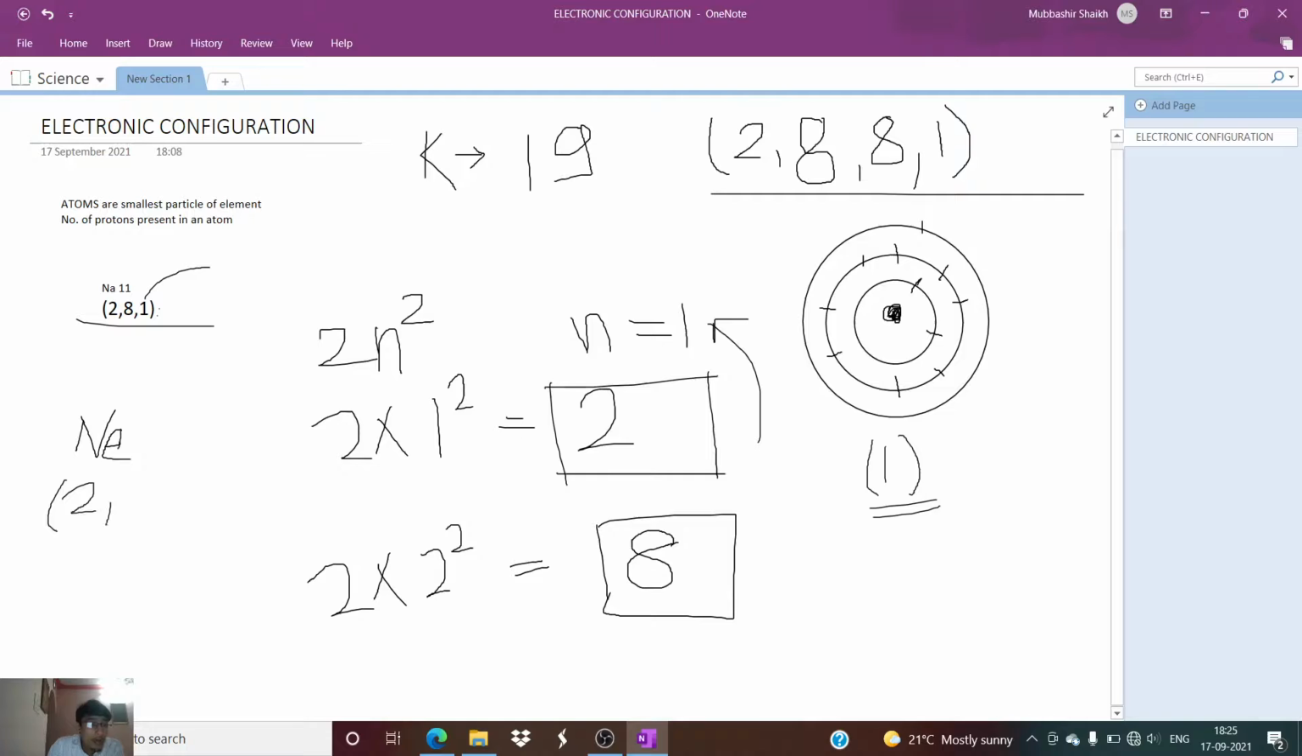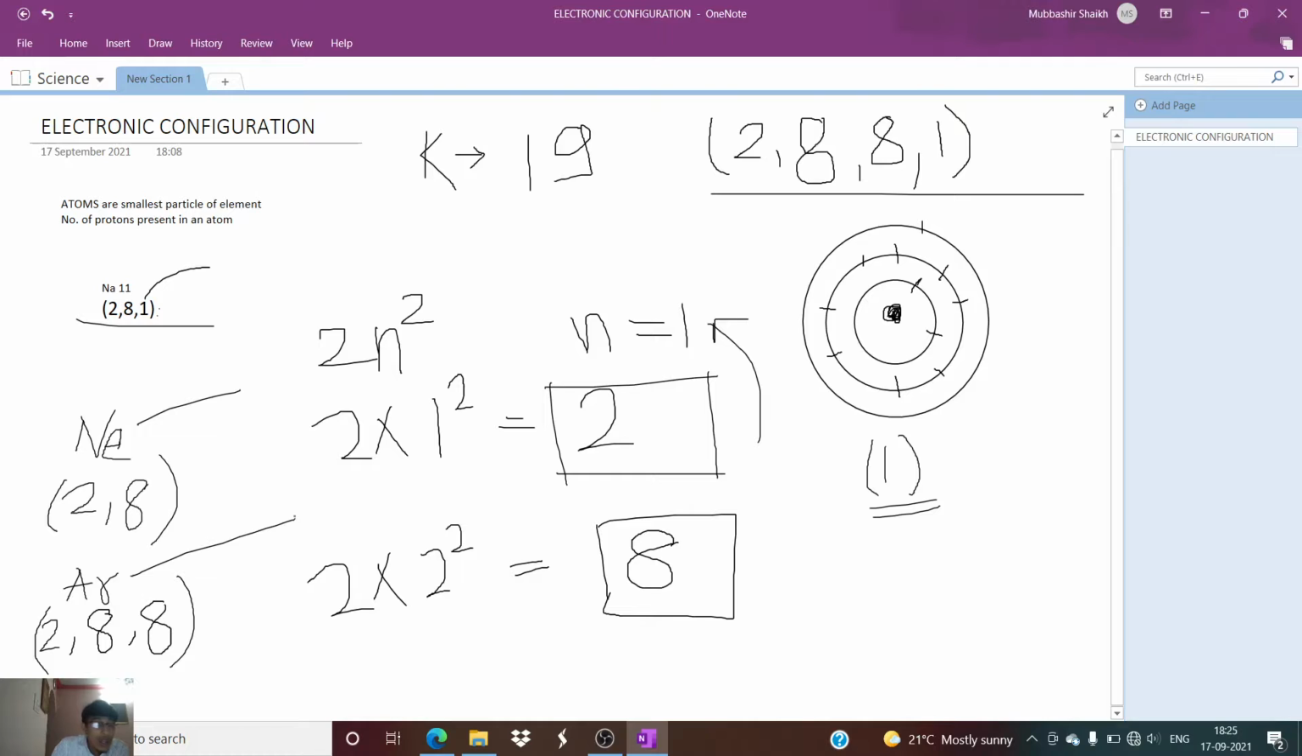2, 8. What is the electronic configuration? 2, 8. Electronic configuration of argon, that is Ar. The atomic number is 18. So electronic configuration is 2, 8, 8. Okay.